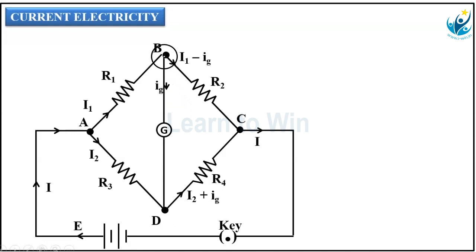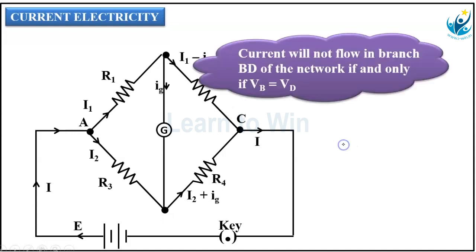Current does not flow through the BD branch if the B junction potential and D junction potential are the same. That means VB is equal to VD. Current through this galvanometer is 0. Hence, Ig equals 0. No current flows through the galvanometer. Current will not flow in branch BD of the network if and only if VB equals VD.